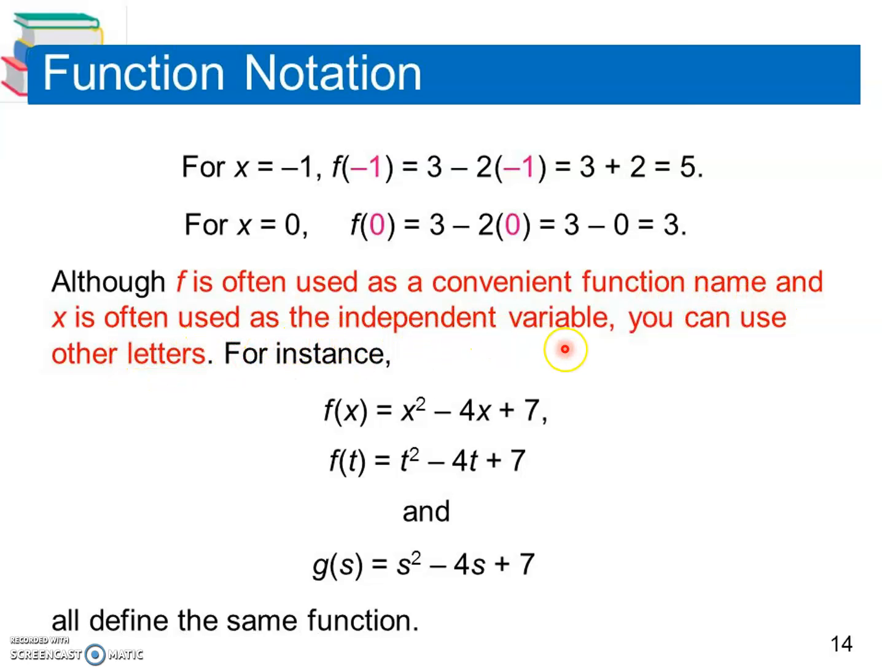Although f is often used as the convenient function name and x is often used as the independent variable, you can use other letters. For instance, f of x is x squared minus 4x plus 7. We can use other small letters too: f of t is equal to t squared minus 4t plus 7, and we can use the letter s also: g of s is equal to s squared minus 4s plus 7. All define the same function.